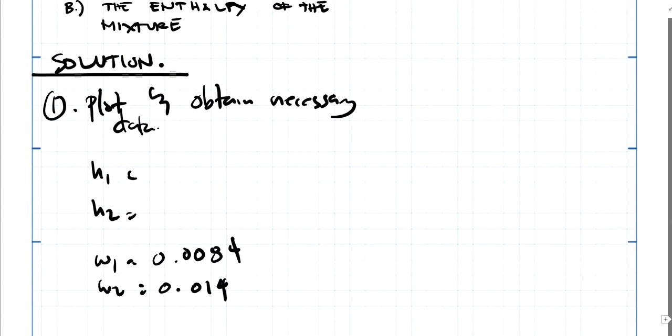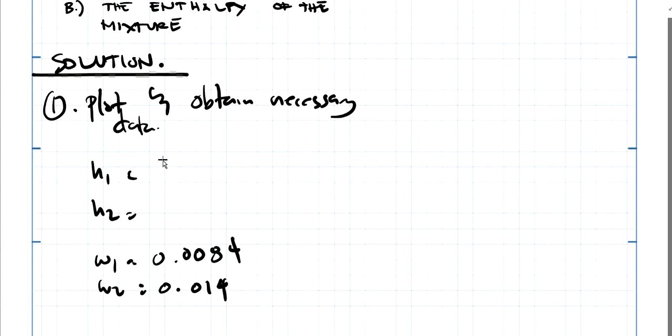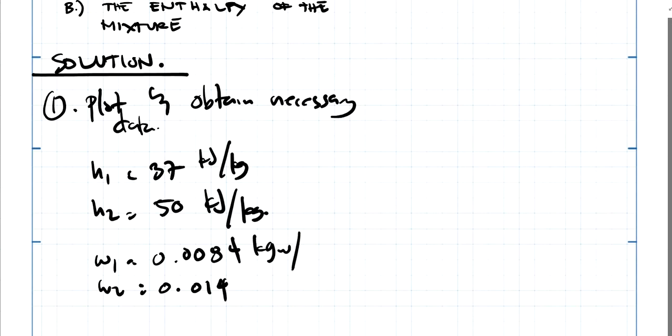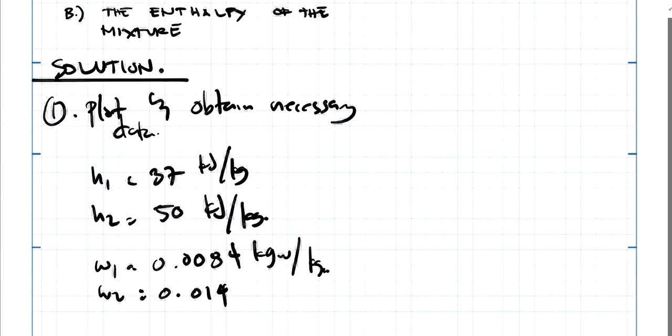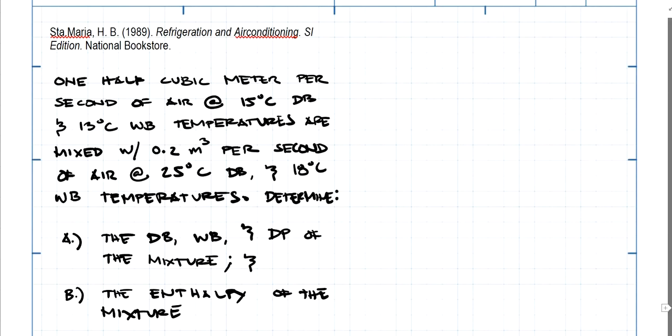Okay, and for the H1, this is 37 and 50 kilojoules per kilogram. This is 1 kilogram water per kilogram air. Okay, so next one, I think we also need the flow rate.